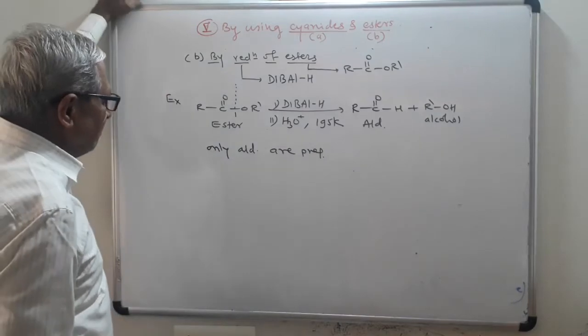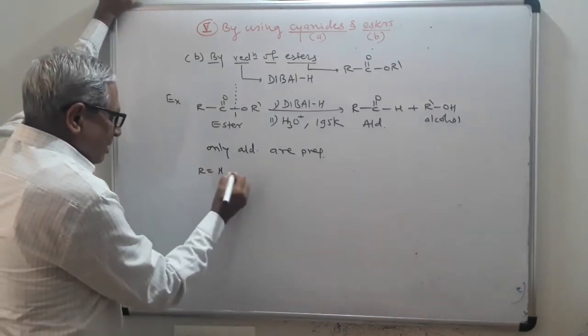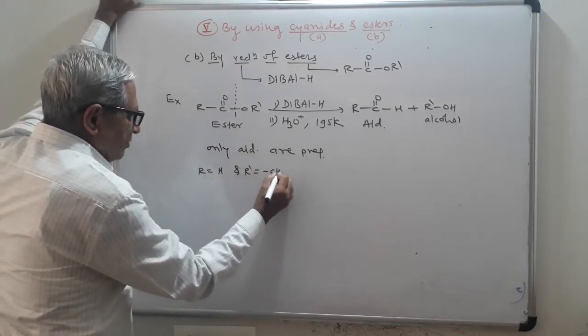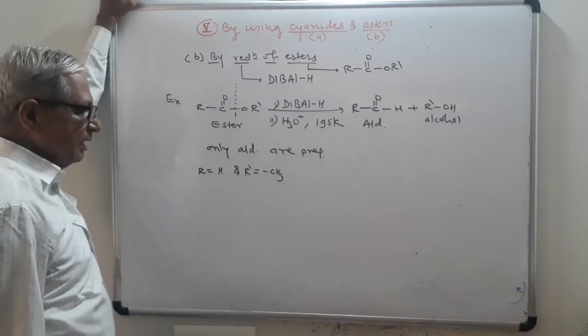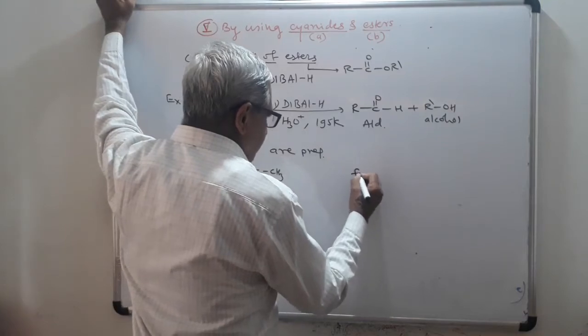Now see the examples here. If R equal to H and R' equal to CH3, this is methyl formate. The name of this compound is methyl formate. So in this case, the aldehyde will be formaldehyde.